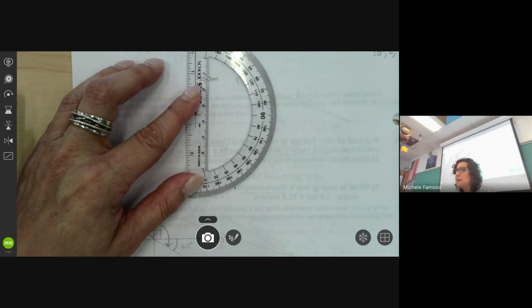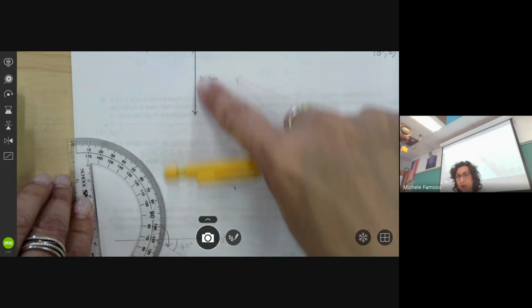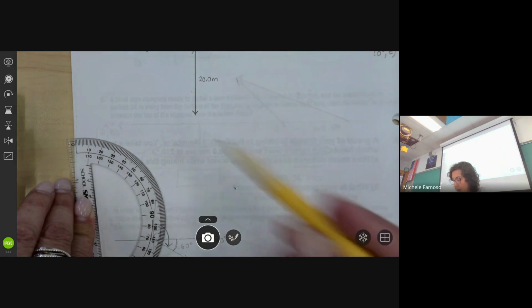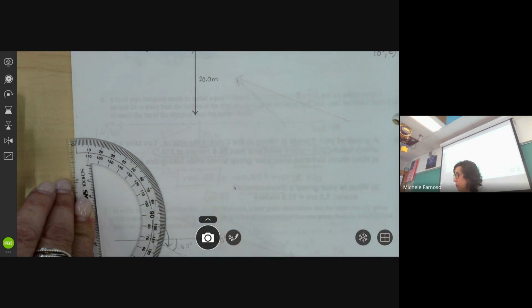You understand what I just did? I need something to give me the reference. Okay, and I have a perfectly lined up perpendicular line to this, so that's what I'm going to use. I measured 150 from here around. This was where my origin was at that point.